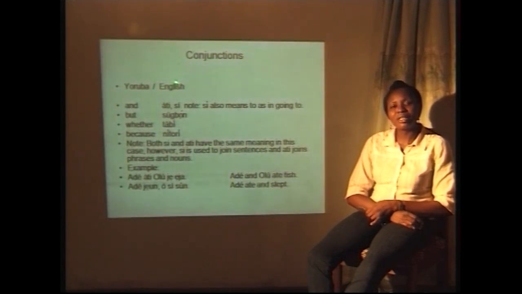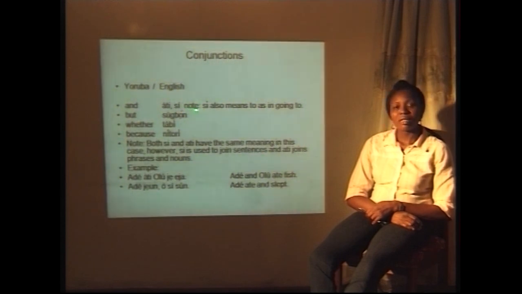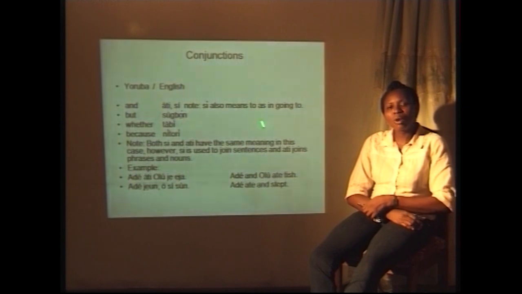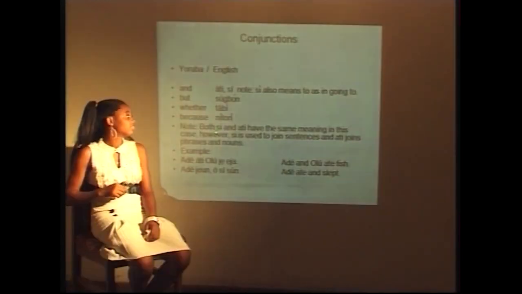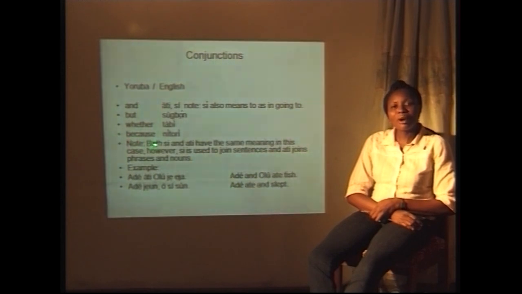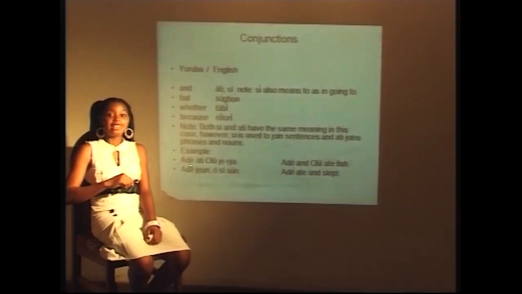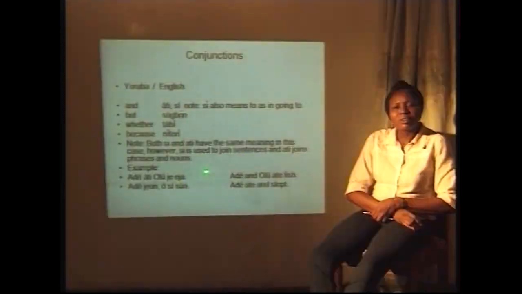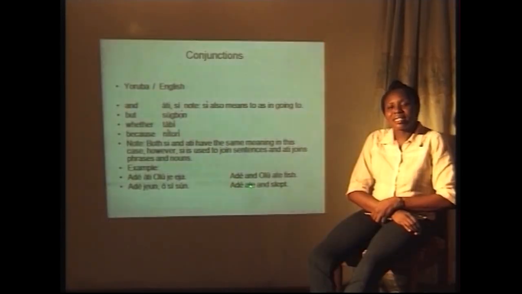Conjunctions. Yoruba and English. And, ati, si. Note: si also means to, as in going to. But, ṣùgbọ́n. Whether, tàbí. Because, nítorí. Note, both si and ati have the same meaning in this case. However, si is used to join sentences, and ati joins phrases and nouns. Example: Ade ati Olu je eja, Ade and Olu ate fish. Ade jeun o si sun, Ade ate and slept.